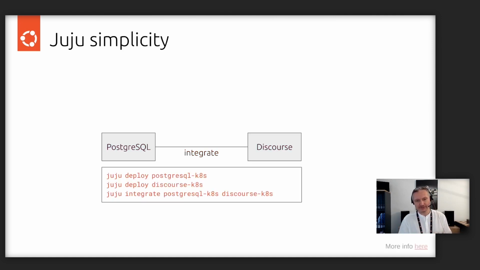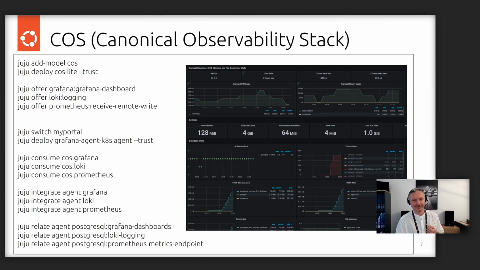So the user only needs to execute three commands. Two of them are to deploy the applications, Discourse and Postgres, and one to connect them together. We have designed special interfaces for applications to talk to each other. Stop copy-pasting inside your configs. Juju can do more powerful things.